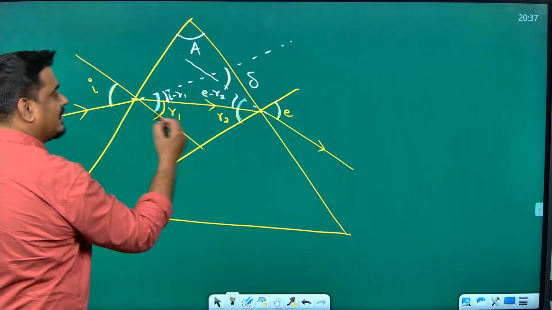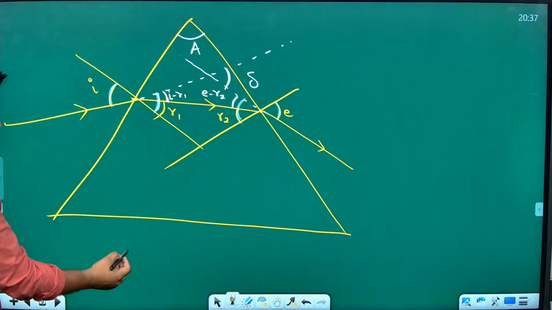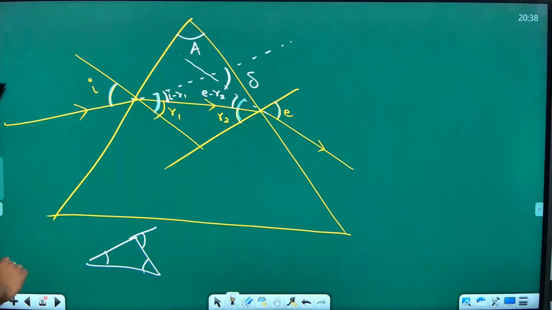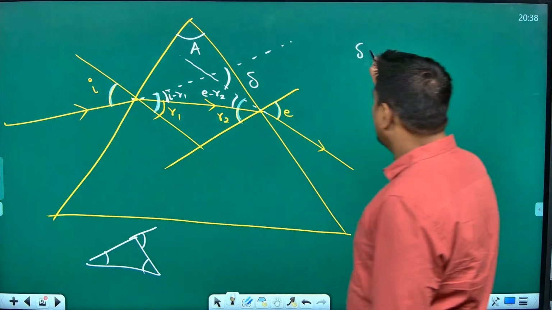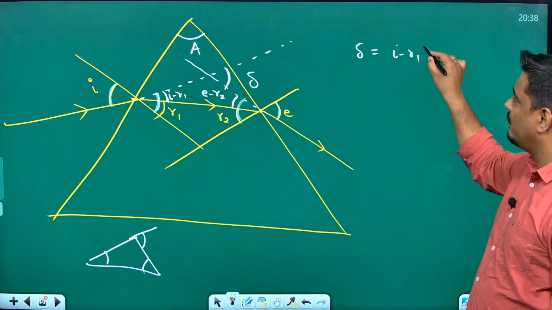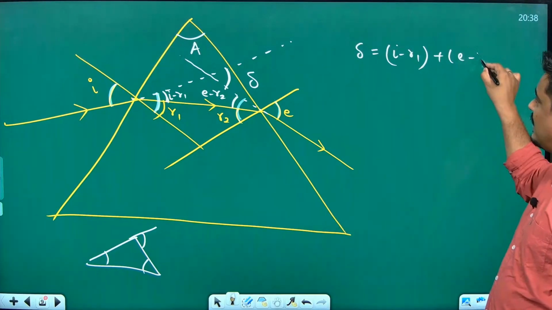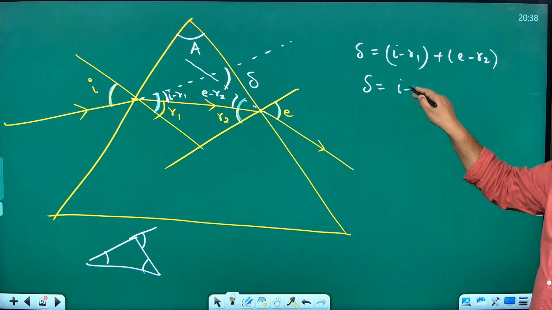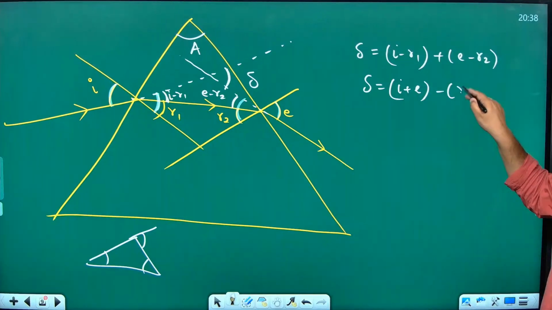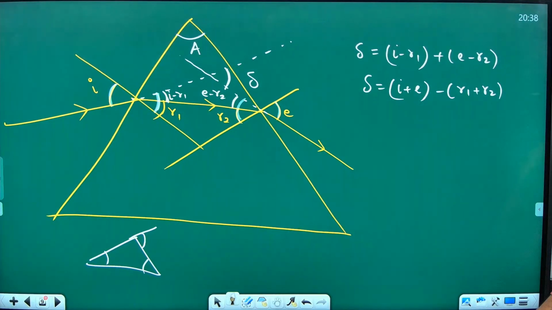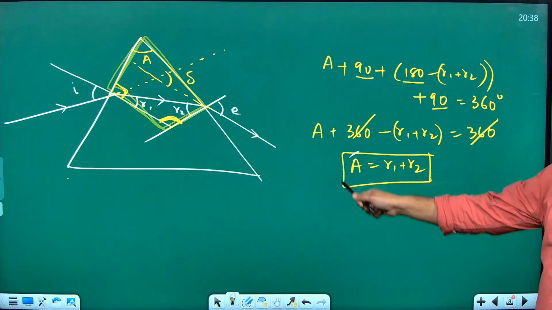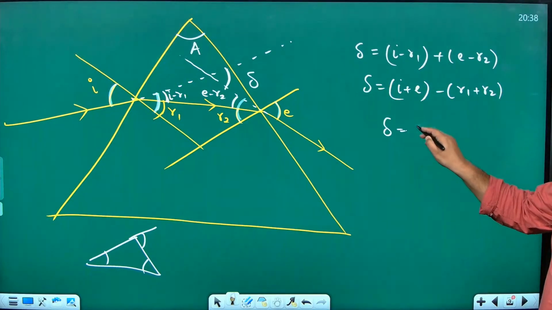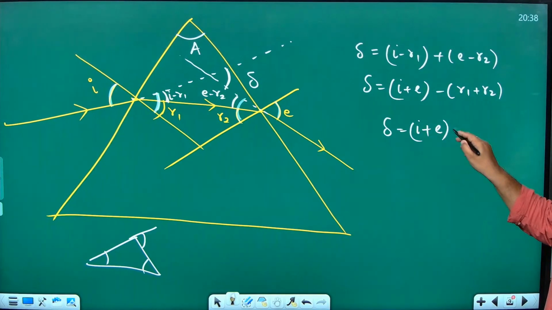And if you see this triangle, delta, you know very well, exterior angle property. This angle will become equal to this plus this, right? So, can I write delta will become equal to I minus R1 plus E minus R2? Do you agree with me? And so, you will get delta is equal to I plus E minus (R1 plus R2). What is R1 plus R2? You know it is A. So, I am going to get delta is equal to I plus E minus A.